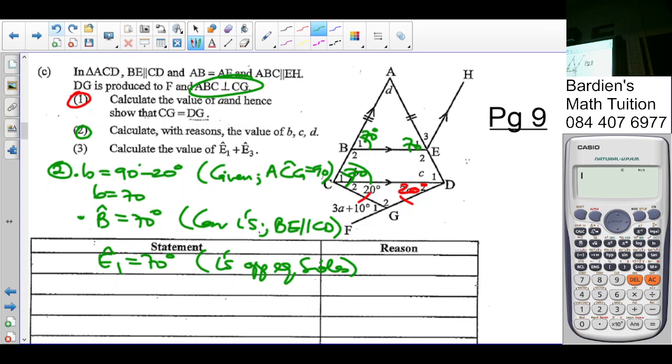And then C now, or D1. But since I asked for C, so C is equal to 70. Why? Corresponding angles are equal with BE being parallel to CD. Very simple. Okay. So we got B, we got C.